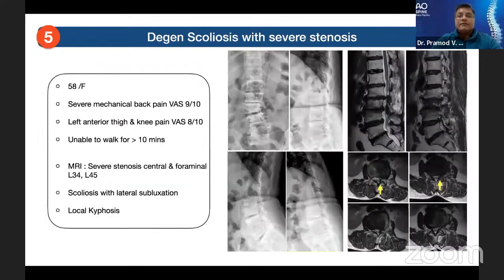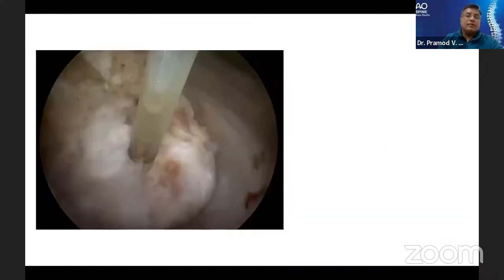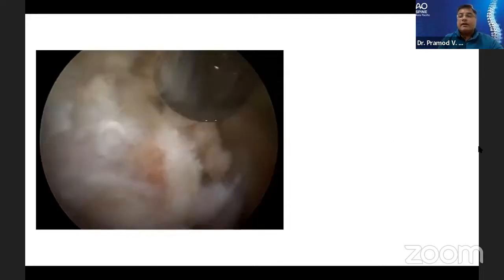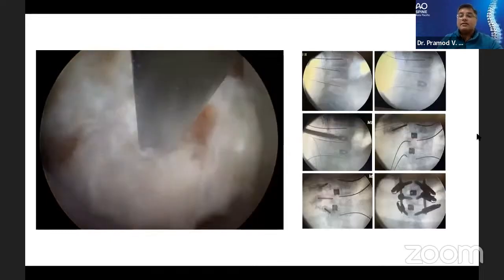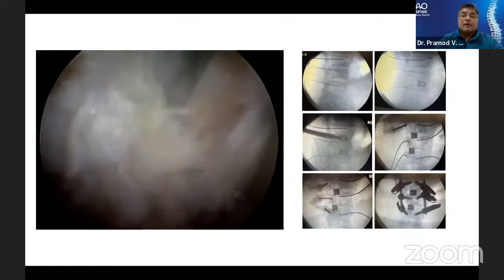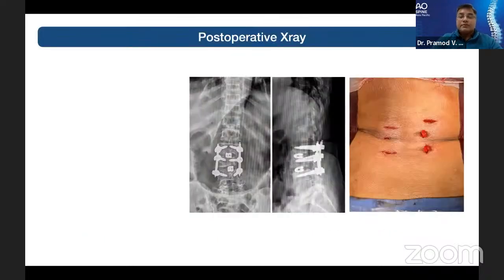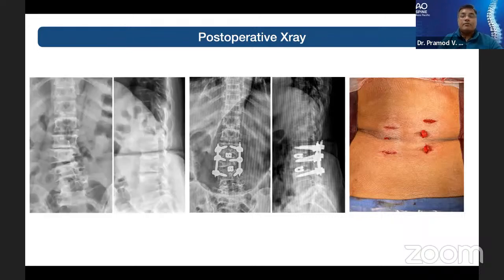What about degenerative scoliosis? This is the case of degenerative scoliosis at L2-3 and L3-4 with severe subarticular stenosis on the left side. What I've done is a selective interbody fusion at 2 levels. So I'll just skip this video for the lack of time. And this is the insertion of the cages. And these are the post-operative X-rays. You can see that there is a good sagittal and coronal alignment as compared to the pre-operative case.